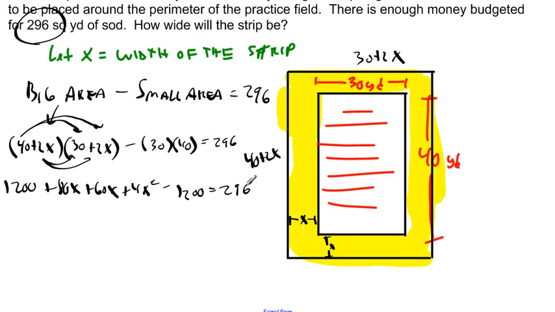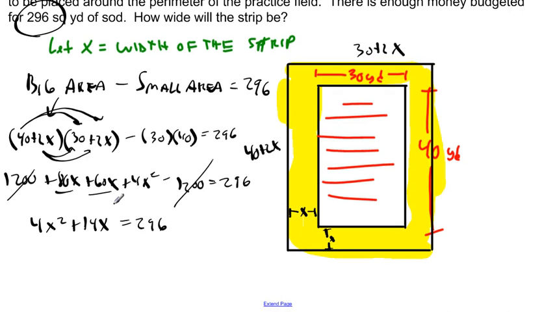All right, so now we have to solve for x here. Well, the 1200 and the 1200, they cancel out because we have a positive 1200 and a negative 1200. I can add the 80 and the 60 together right there. So I'll have 4x squared plus 14x equals 296. Okay? Now let's write this in standard form because this is going to be pretty big. I probably won't even try to factor this, but maybe we can use the quadratic formula. So let's subtract 296.